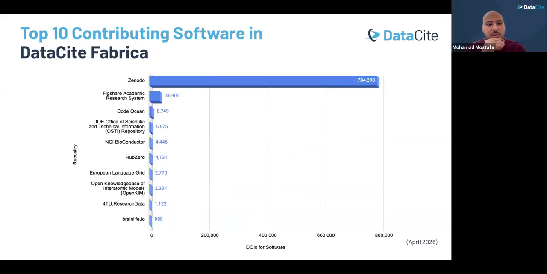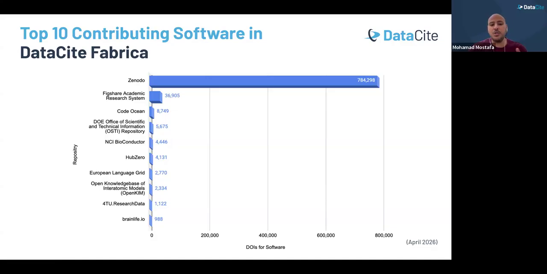As you can see also, these are the top contributing repositories and systems where software and code are published. We can see that Zenodo is number 1 with huge numbers of entries, where software and code are deposited. As you know, Zenodo is a global open access repository. Then we have also Figshare, CodeOcean, and other repositories as well. This shows diversity in these repositories and in the subject areas that they cover.